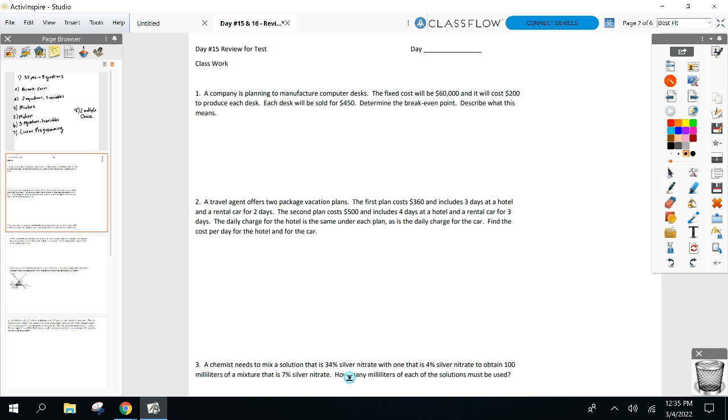Let's remind ourselves what break even means. The cost of making the desk has to be equal to the revenue, the money I bring in. And you just got to watch out with cost, because usually there's more than one cost involved, which it is here. There's a fixed cost, which means I don't care how many desks you make, you still have to pay $60,000. So that's part of your cost, the fixed cost.